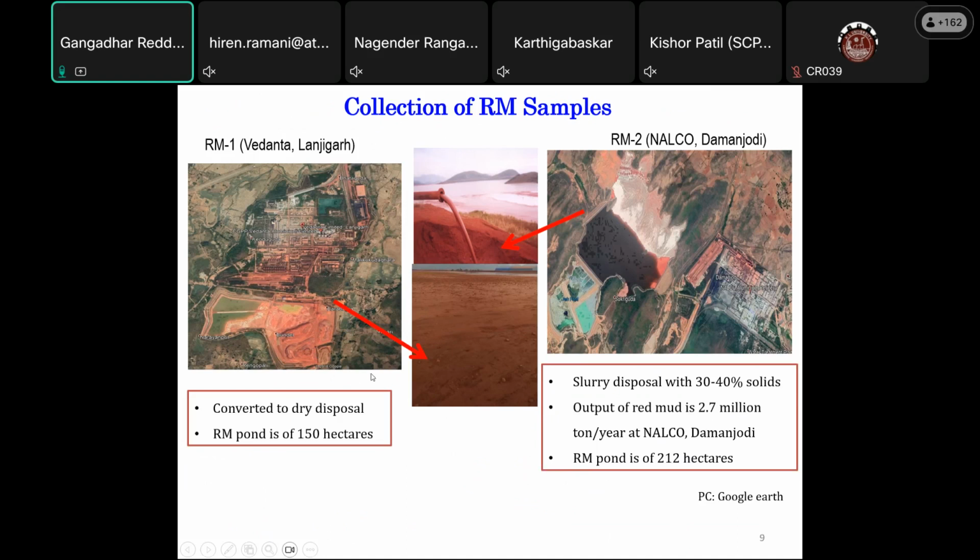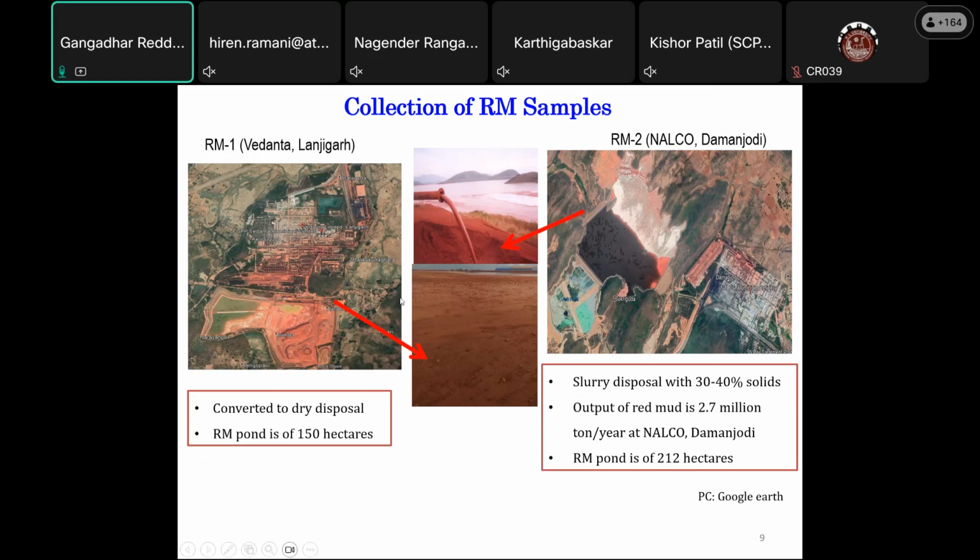Basically, at this Vedanta plant, once they dump the red mud in the form of slurry, they try to remove the water using a pressing system. They have a large compressing system to remove more of the liquid so that they can stack the red mud in the form of a dry cell. But it's not completely dry. Compared to slurry, which I said has 30 to 40% solid particles present in it.